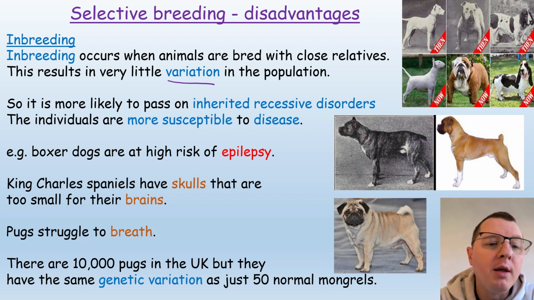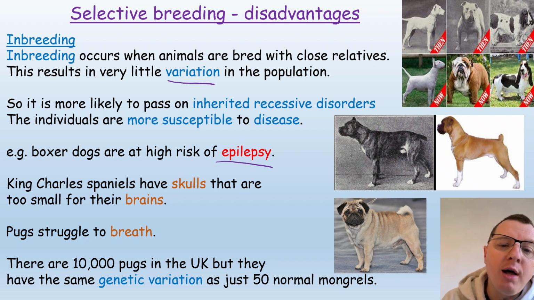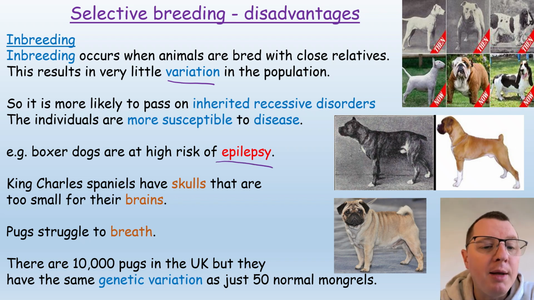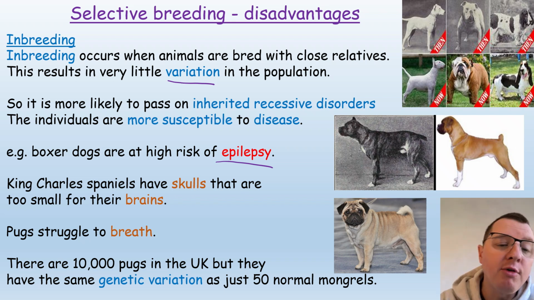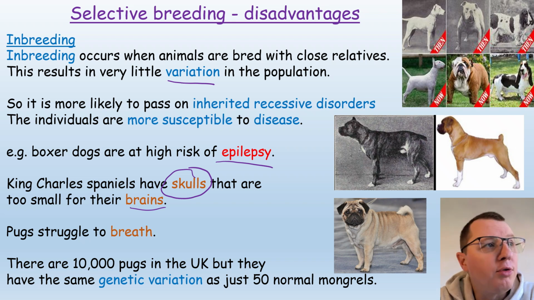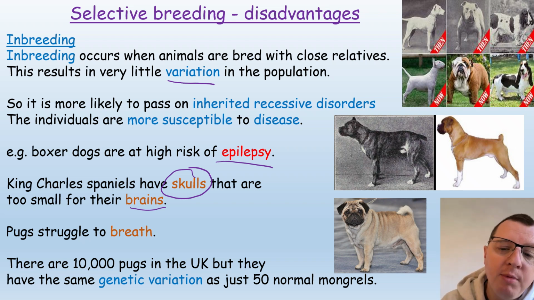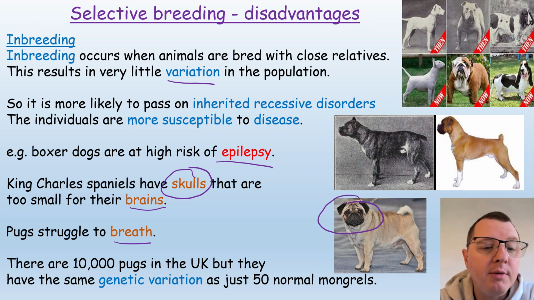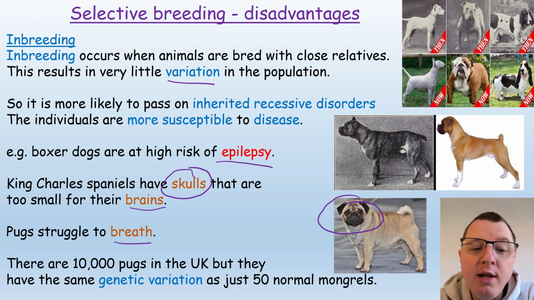For example, boxer dogs are more at high risk of having a disease called epilepsy. King Charles Spaniel dogs actually have been bred so that their skulls are too small for their brains, which of course causes a lot of pain. And pugs have now been bred to have noses that are so small that they actually struggle to breathe. There are approximately 10,000 pugs in the UK, but they have the same genetic variation as just 50 normal mongrel dogs.